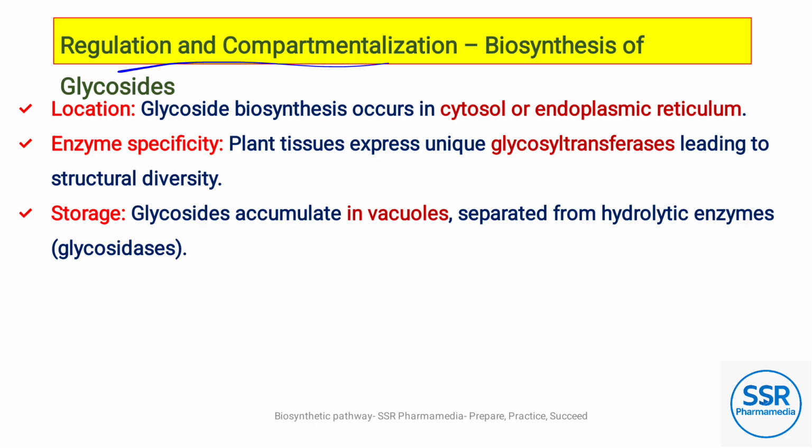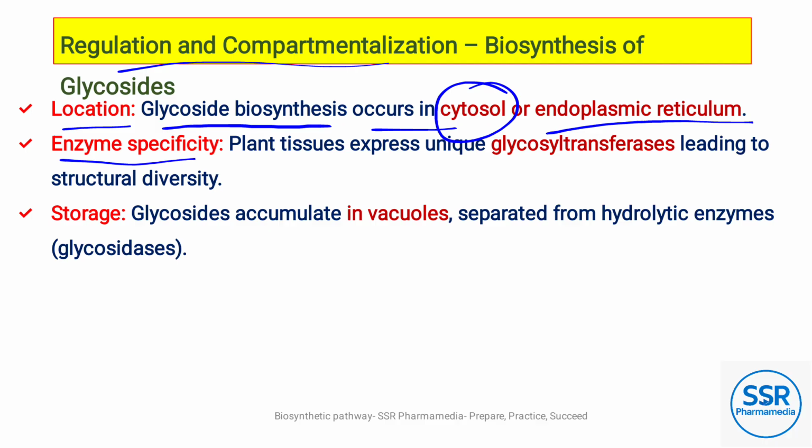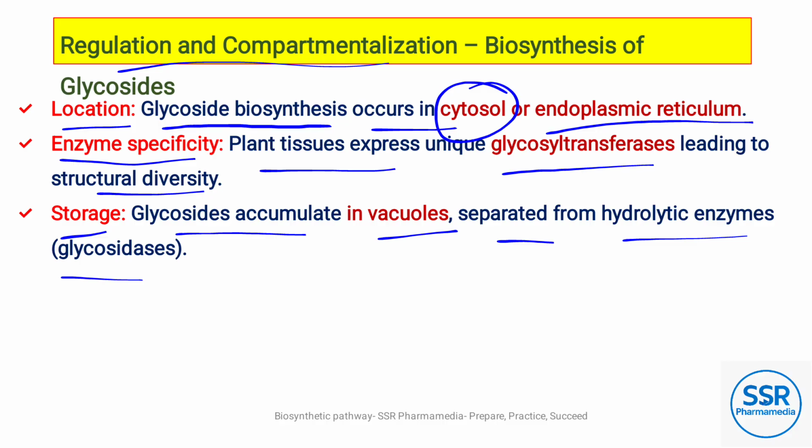Regulation and compartmentalization in biosynthesis of glycosides. First, location: glycoside biosynthesis occurs in the cytosol or endoplasmic reticulum of the plant. Enzyme specificity: plant tissues express unique glycosyltransferases, leading to structural diversity. Storage: glycosides accumulate in the vacuole, separated from hydrolytic enzymes, that means glycosidase enzymes.